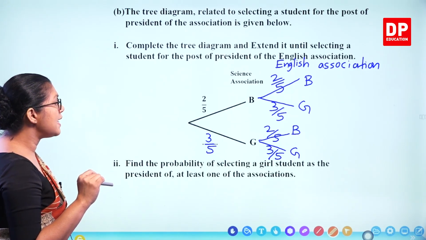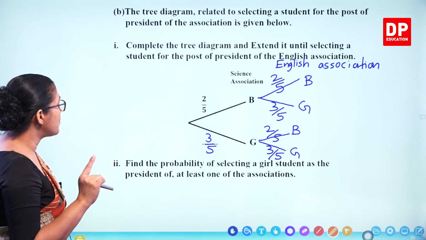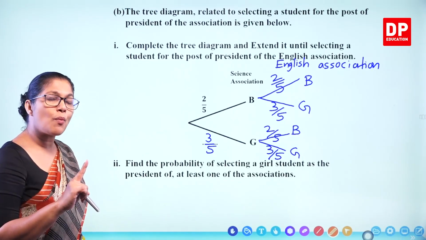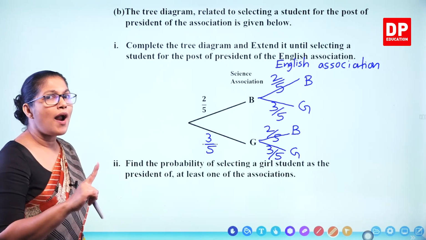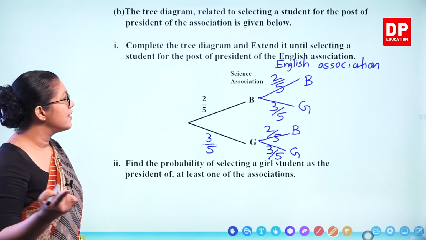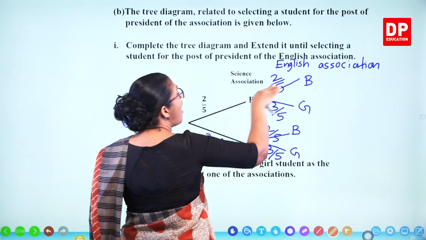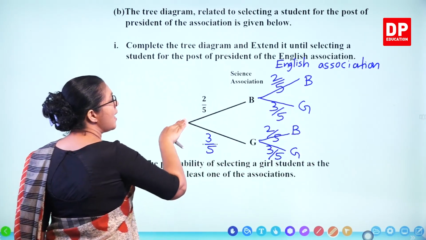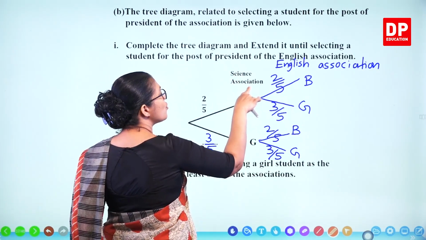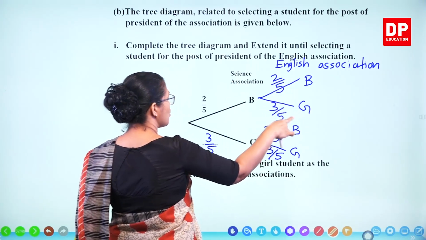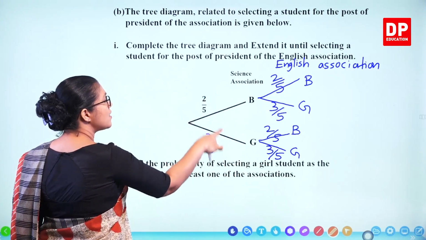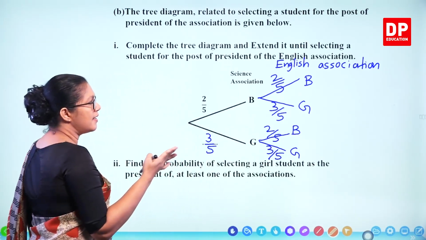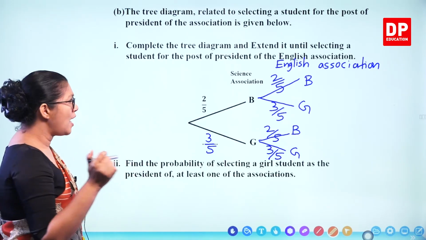Find the probability of selecting a girl student as the president of at least one of the associations. At least one means 1 or more chances. So you can't get this one. All the other branches are okay. Boy for the Science Association and girl for the English, or girl for the Science one and boy for the English Association, or both girls. So what's the easiest way to find out?